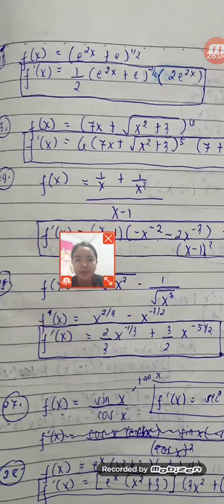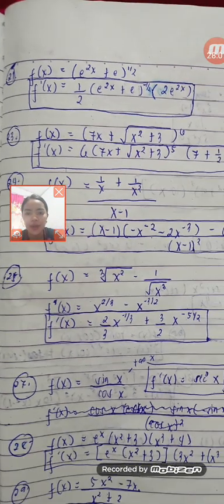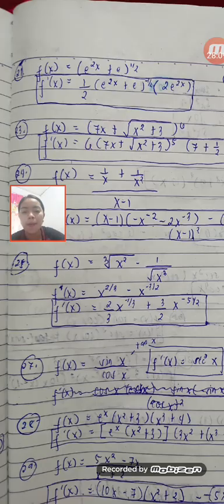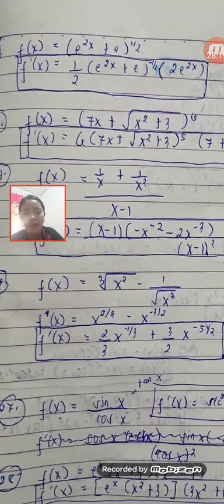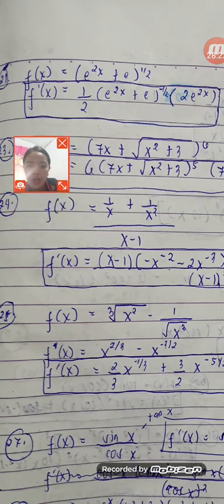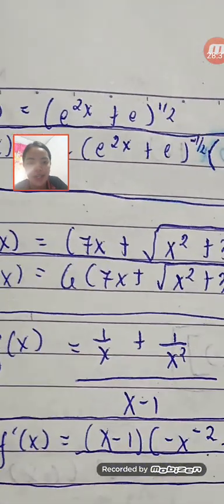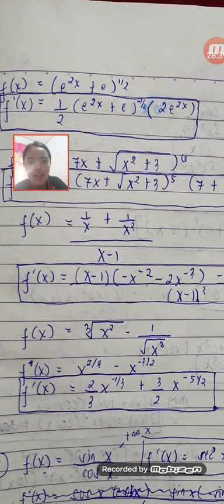So for item number 21, we come up here with f of x is equal to the quantity of e to the 2x plus e raised to the 1/2. So in differentiating this item, we just need to bring down 1/2 according to the power rule. Bring down 1/2 multiplied by the inside function raised to the power of negative 1/2, since 1/2 minus 1 is negative 1/2, and the derivative of our inside function is 2x.